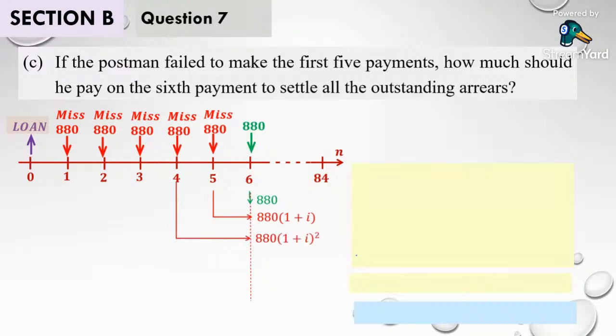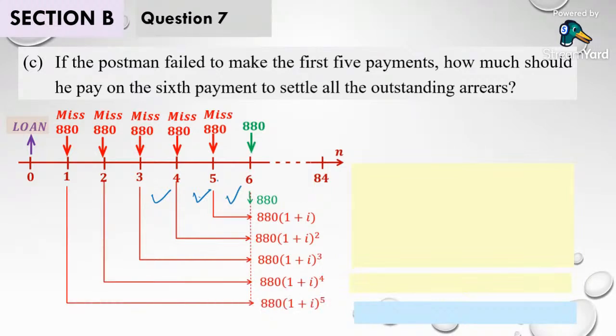Then the next one, the 4th payment, I will have 880 multiplied by 1 plus i squared. So how come it's 1 plus i squared? How come it's not just 1 plus i? Because it goes through different compounding periods accordingly. So for the 5th payment, until the 6th payment, only 1 compounding period, power 1. 2 compounding periods, power 2. 3 compounding periods, power 3, and if we go on, power 4, power 5. And again, how do we do so?